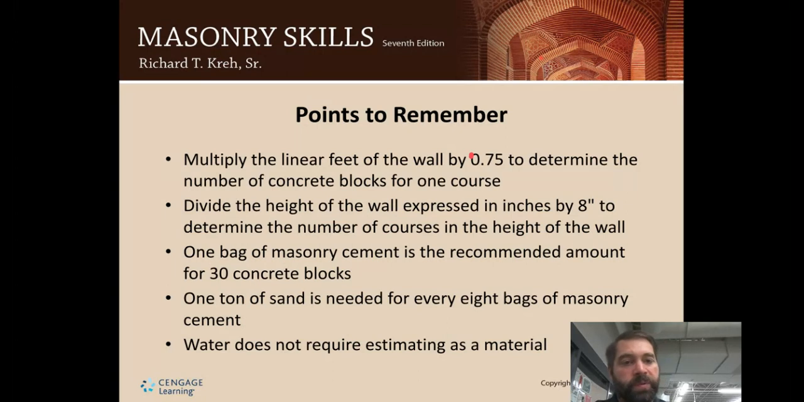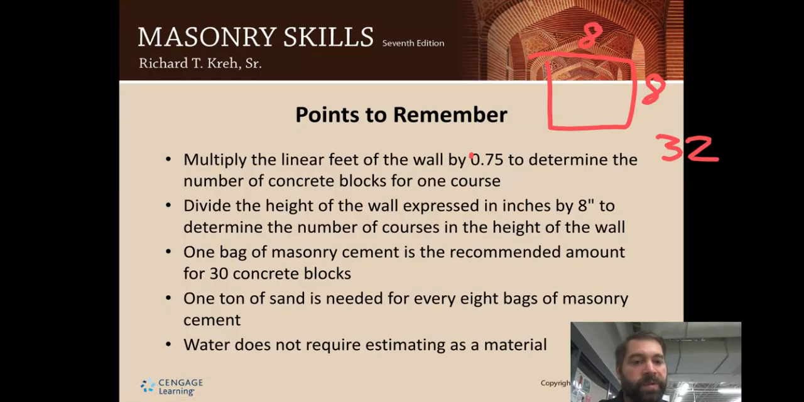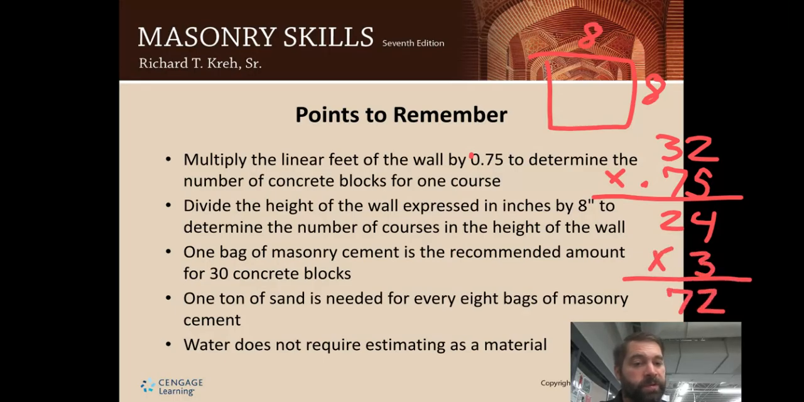So in our example where we had our 8x8 wall, if we take the perimeter of that, we end up having 32 feet. And if we multiply 32 by 0.75, that's 24. So for each course, you're going to need 24 block, and we're going to go up 3 courses, and because we're going up 3 courses, each one of your groups is going to need 72 block.